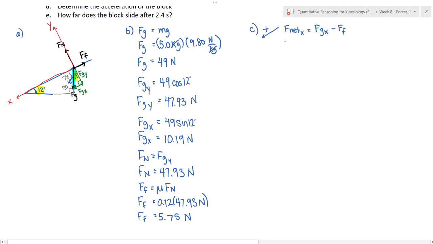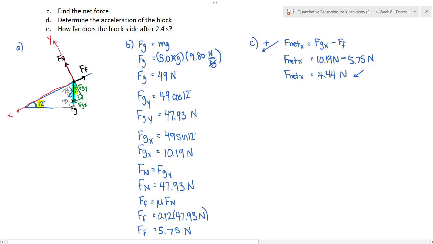So now let's write down what we know. F net in the x direction is equal to Fgx, which we found previously to be 10.19 newtons, minus force of friction, which is 5.75 newtons. Okay, so let's just type that up on our calculator. 10.19 minus 5.75, and I get 4.44 newtons. Okay, since it's positive, that means that it's moving in the positive direction. We said positive is going down the ramp, so that's the direction that the net force is moving. Perfect, so that was part C.